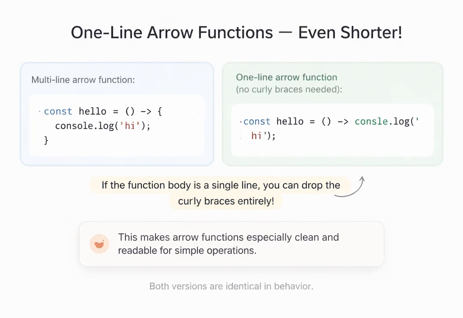Arrow functions have one more trick up their sleeve. If the body of your function is just a single line of code, you can drop the curly braces entirely. So instead of writing the arrow followed by curly braces and then your code, you just write the arrow and then the code directly. This makes simple functions incredibly compact and readable. The instructor points out that this is one of the main reasons arrow functions are popular. They're perfect for short, one-liner functions. Both versions behave identically. It's purely a style choice.